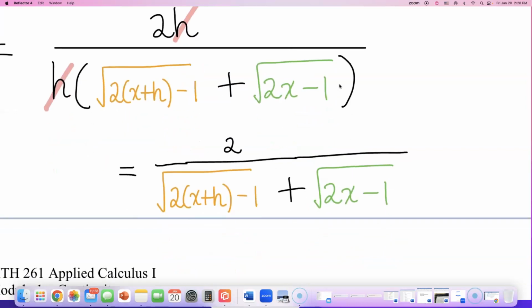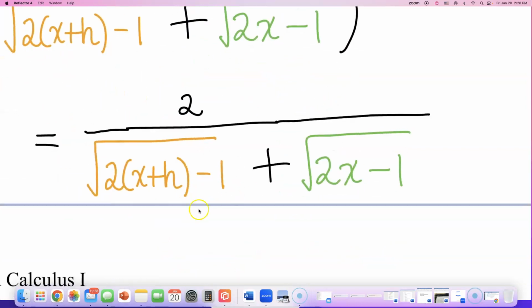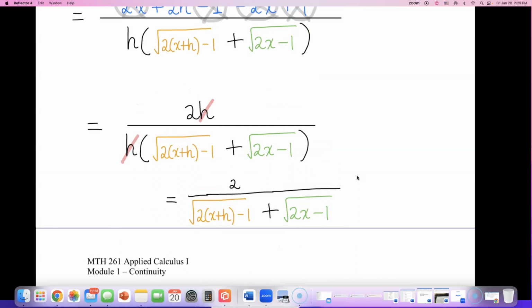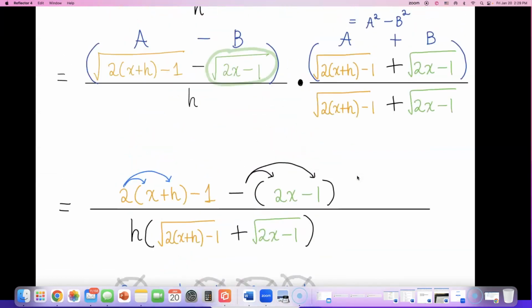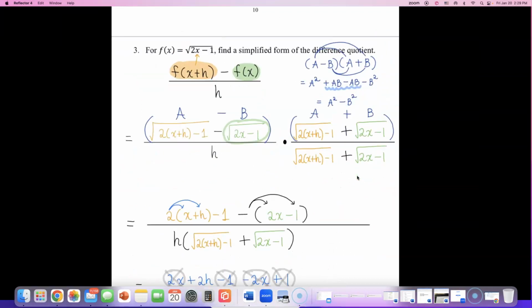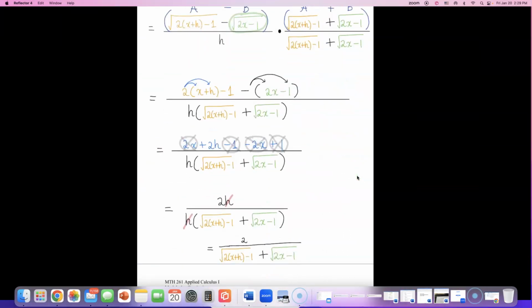What we will have to do is plug in 0 into h. That's not part of this problem, but when you plug in 0, the whole denominator will not turn into 0. So this is where we get to stop for this problem, okay? So in this problem, we talked about multiplying both the numerator and the denominator by a conjugate. And yeah, that was it.